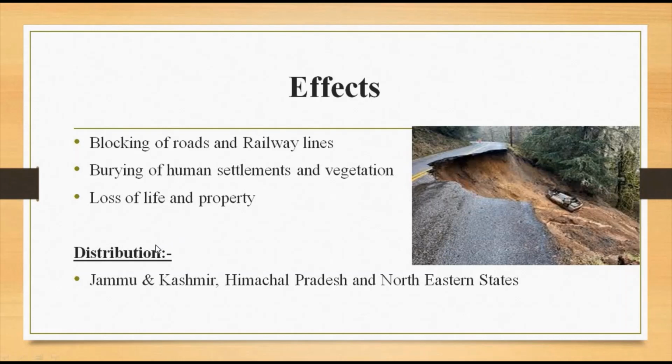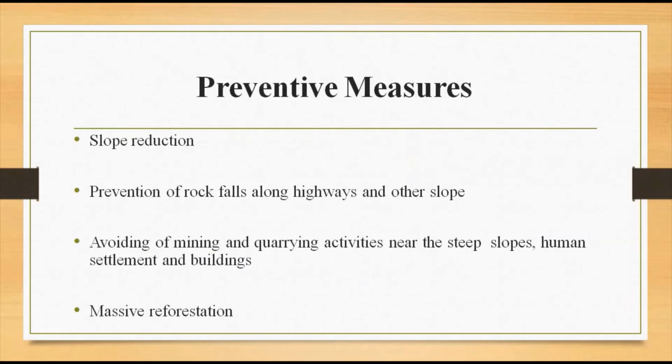And where is it distributed? Mainly Jammu and Kashmir, Himachal Pradesh, and the northeastern states we can see. So can we stop it?